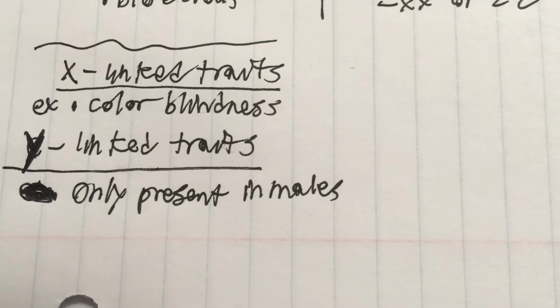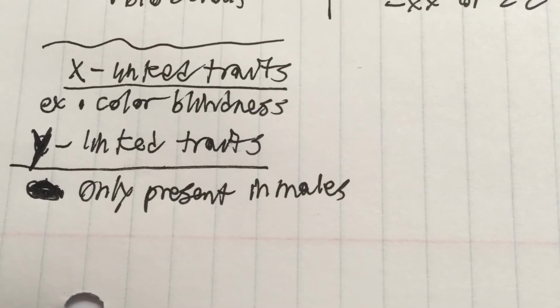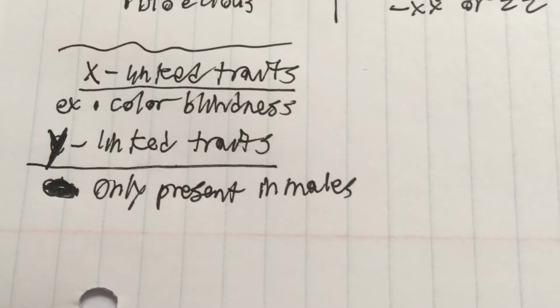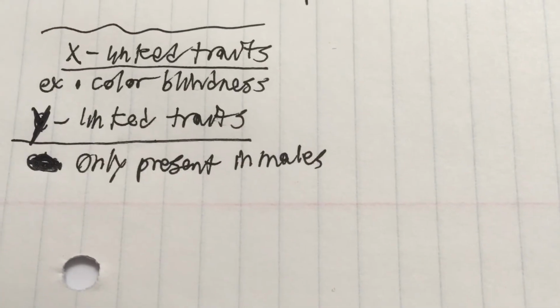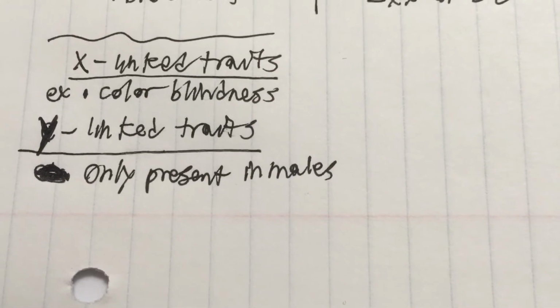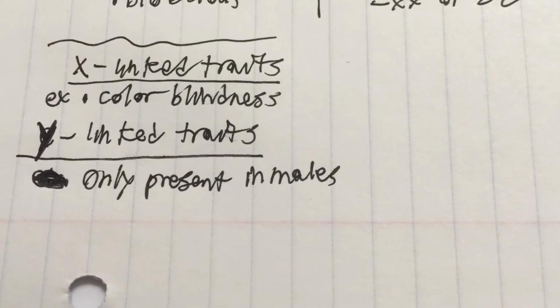Now here we have Y-linked traits, and Y-linked traits are present only in males, obviously, because the female would not have a Y chromosome. And it's present only in males, and all the male offspring will exhibit these characteristics.